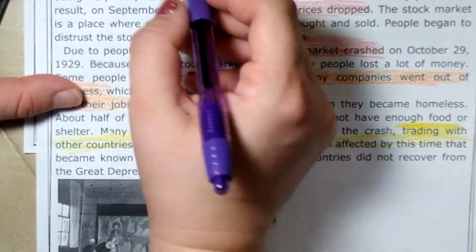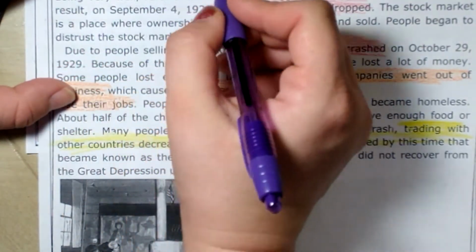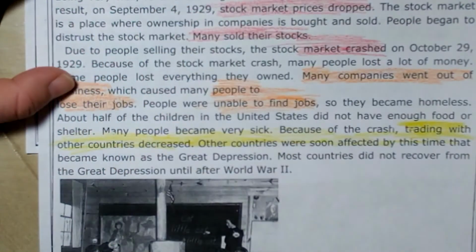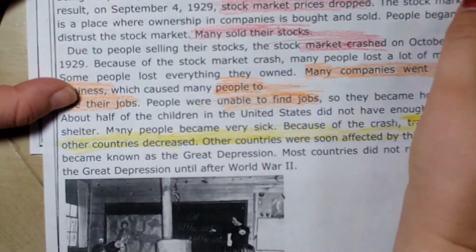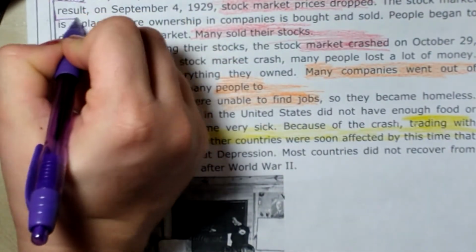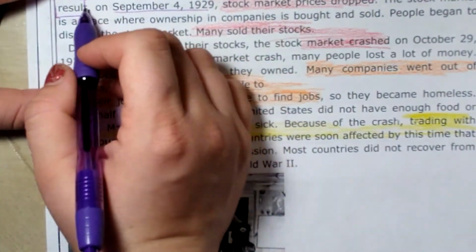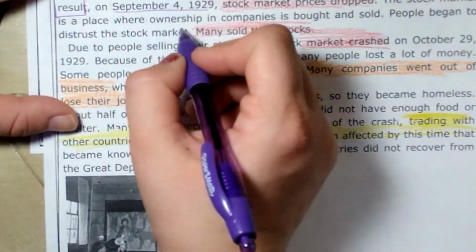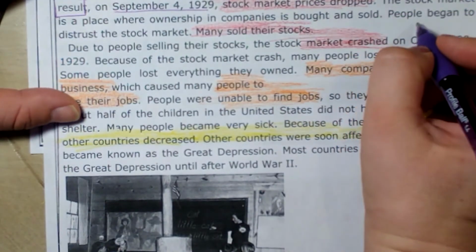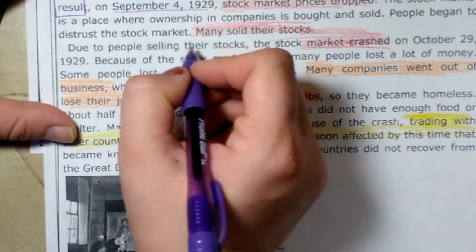So the decade of the 1920s was a time of wealth. Many Americans moved to cities hoping to find jobs, which made cities in America thrive. While the cities were doing very well, rural areas began to struggle. Farmers were very poor. As a result, that's one. Dates are also keywords. On September 4th, 1929, stock market prices dropped. The stock market is a place where ownership in companies is bought and sold. People began to distrust the stock market and many sold their stocks.